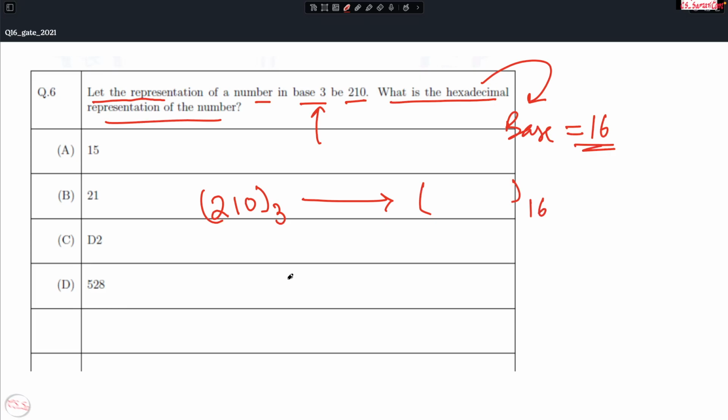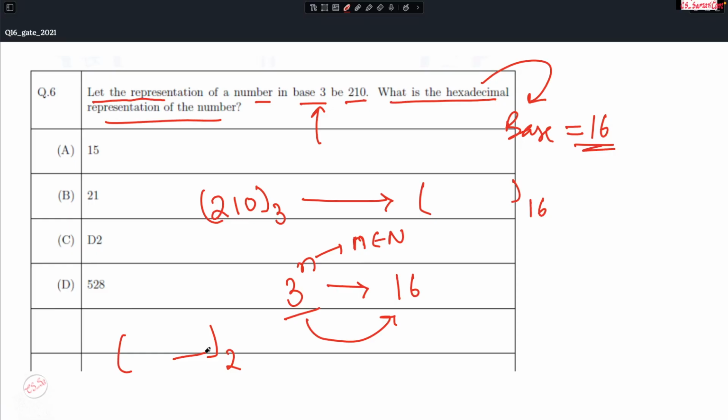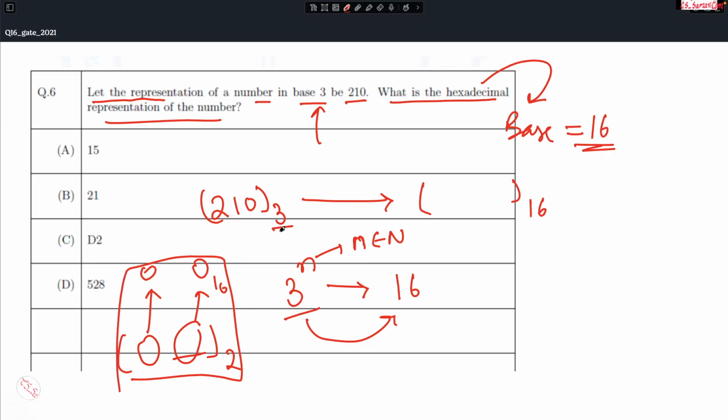First of all, 3 raised to the power n, n belonging to the natural numbers, does not yield us 16 in any way. So we cannot do chunking. For example, if the base had been 2, then we could have taken 4 binary digits and chunked them to produce a single hexadecimal digit. That is not applicable over here, because 3 multiplied by itself any number of times is not going to give us 16 at all.